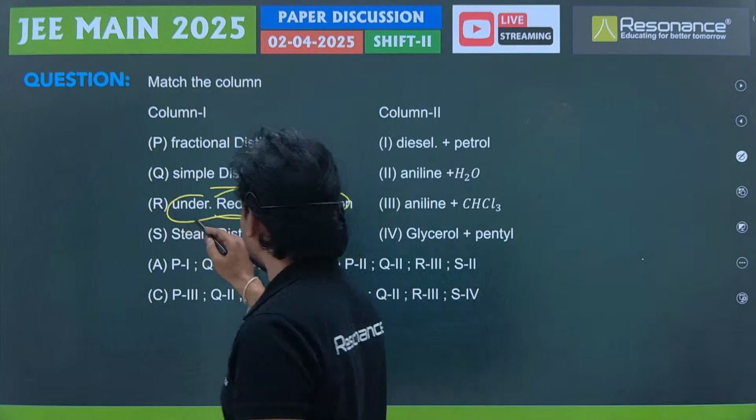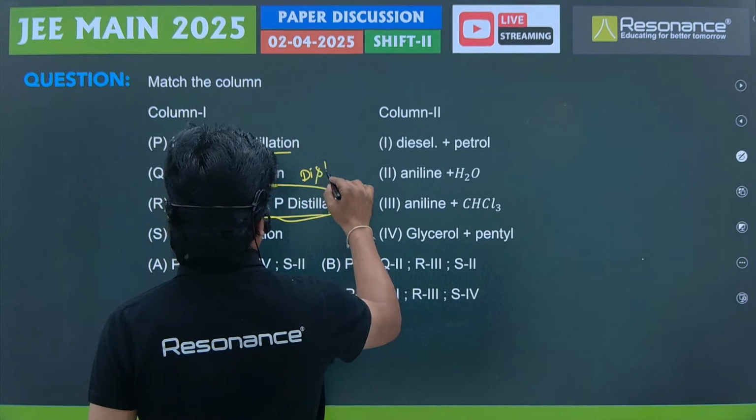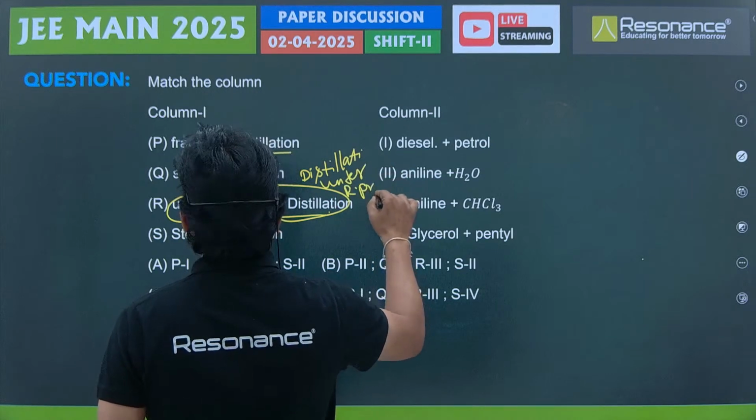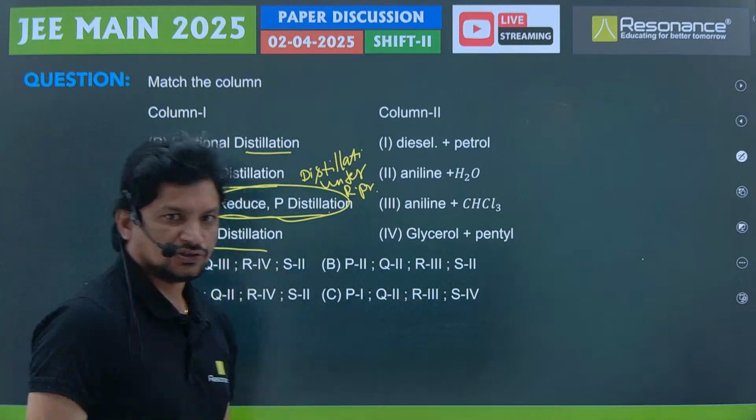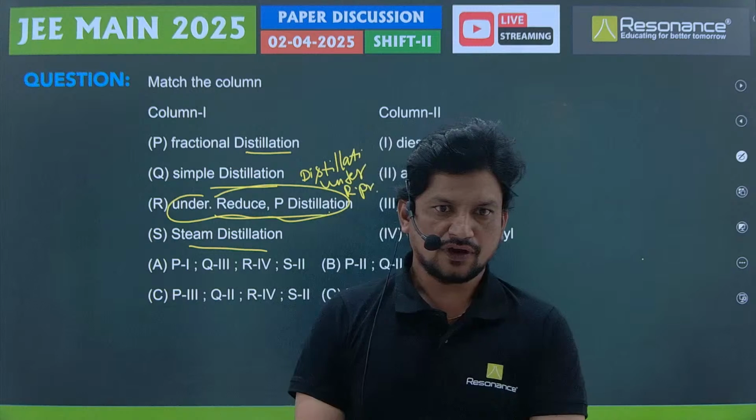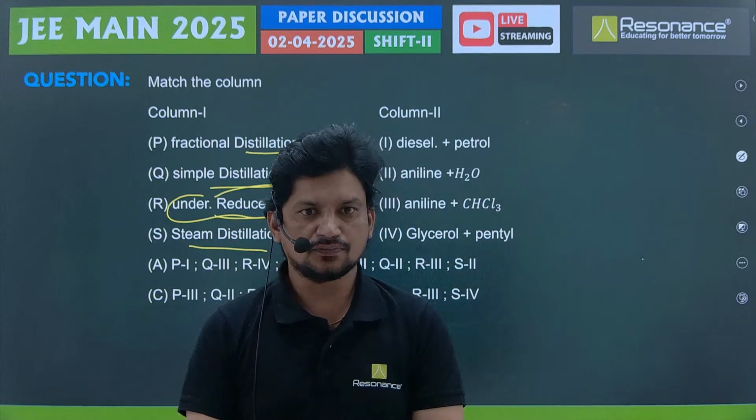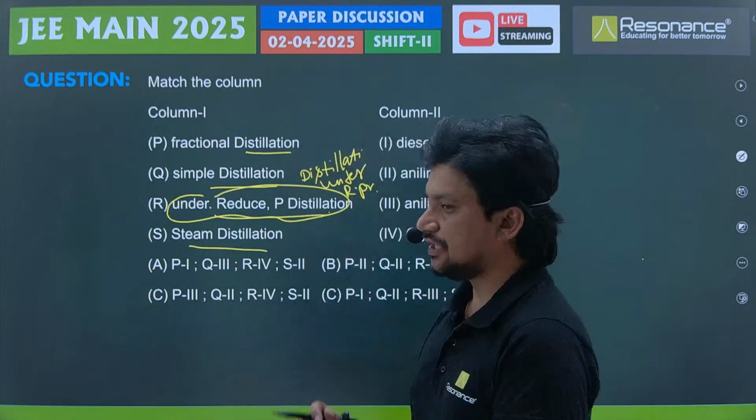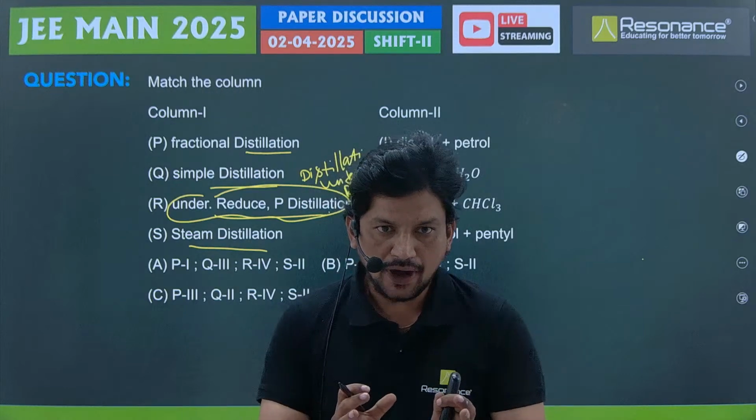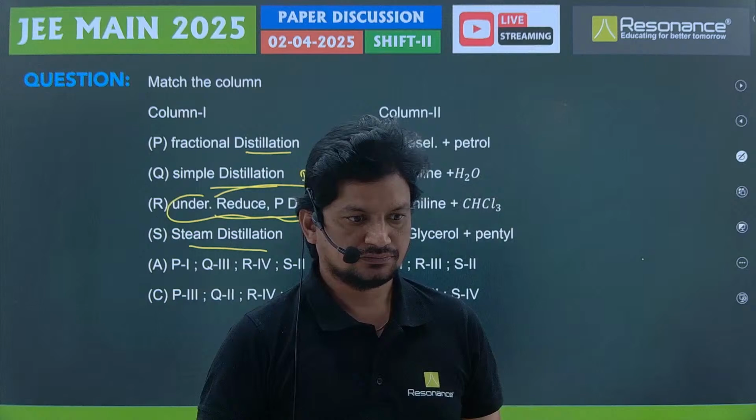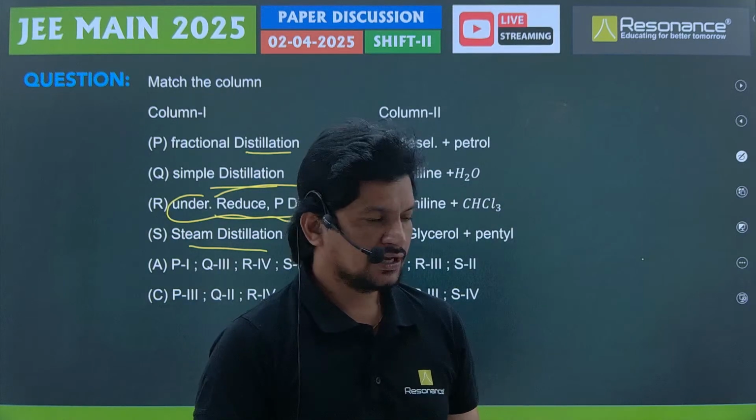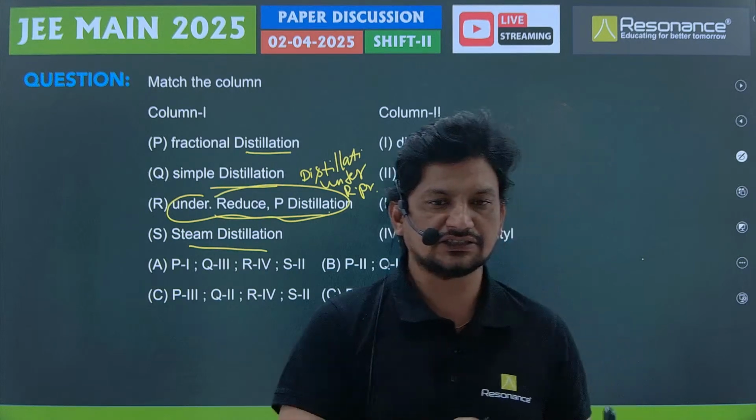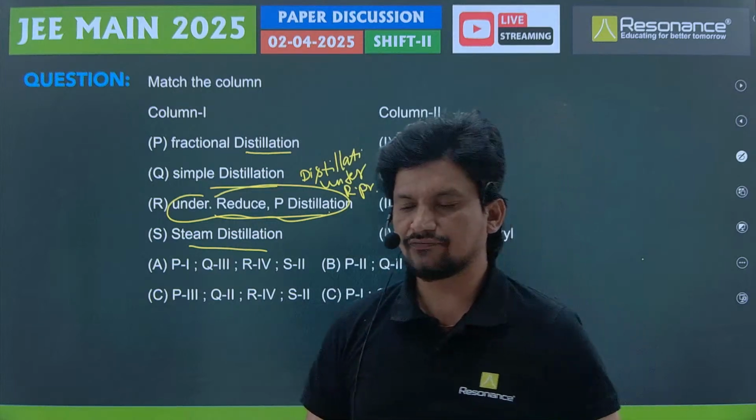This is distillation under reduced pressure. This is what? Steam distillation. So this is given from the qualitative and quantitative analysis of organic compounds. As you know, we use fractional distillation when the boiling point difference between the components present in the mixture is very small, less than 30 degrees Celsius. Then we use the fractional distillation.